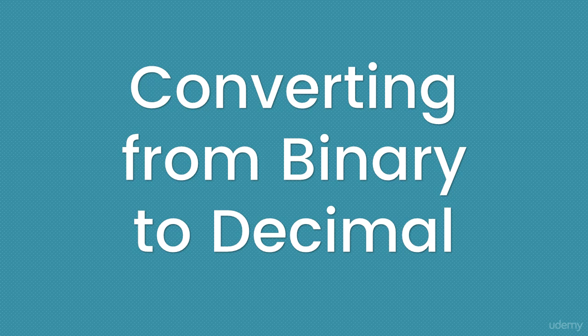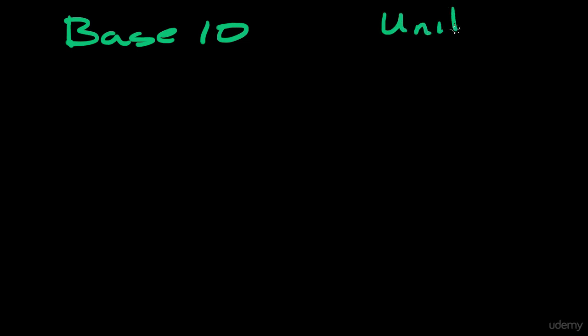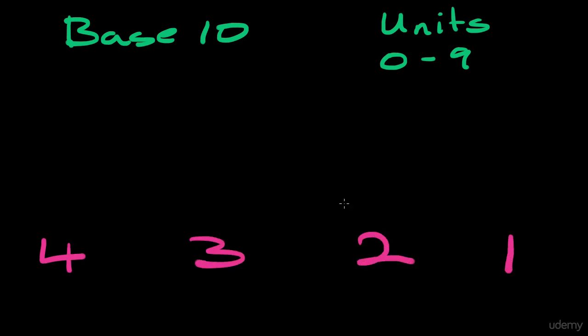In this presentation, I'd like to discuss converting from binary to decimal. First, let's discuss decimal. When we count in decimal, we are counting to base 10. When you count to base 10, the units that you have are 0 to 9. You have 10 units. Let's take a look at a decimal number. Let's say we had a decimal number of 4, 3, 2, 1.